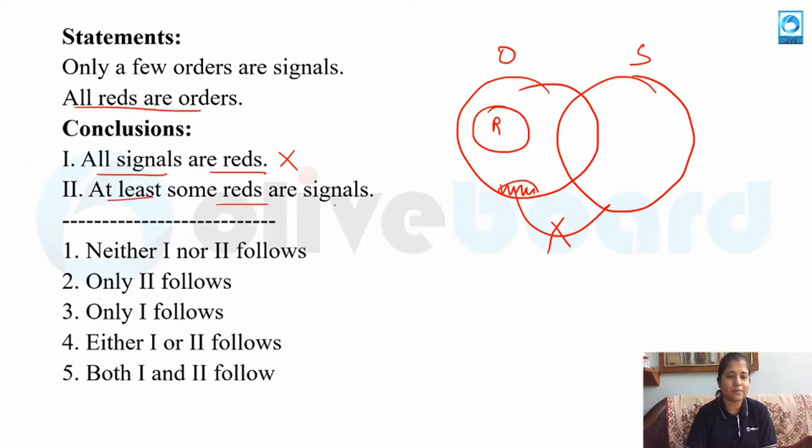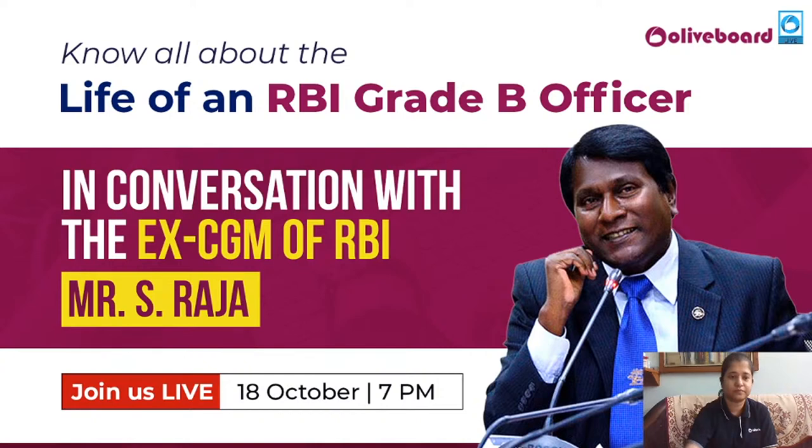At least some red are signal. Again, you can see that it is not necessary that they will interact. Some of you might have marked "either or" as well, but it will not be either or, because there is not a single negative here. For either or, one is negative and another is positive. That is why the answer here will be neither one nor two follows. Let's go to the next question.